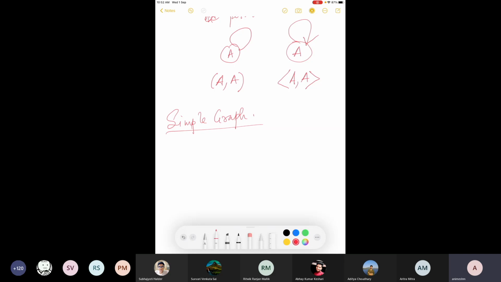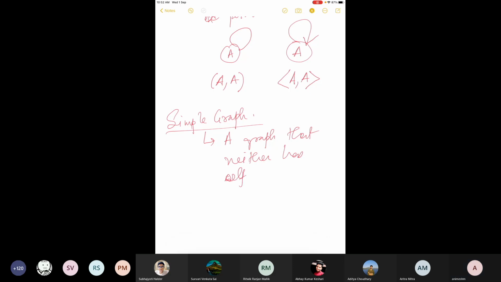So a simple graph. This is our day-to-day graph. This type of graph is what mostly occurs in most of our applications. A simple graph is a graph that neither has self loops nor parallel edges.